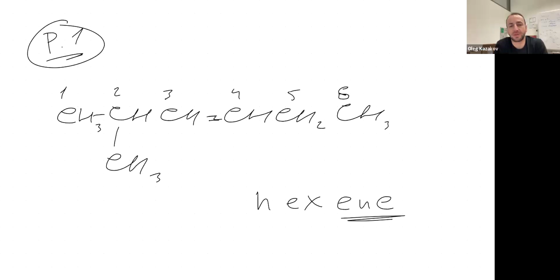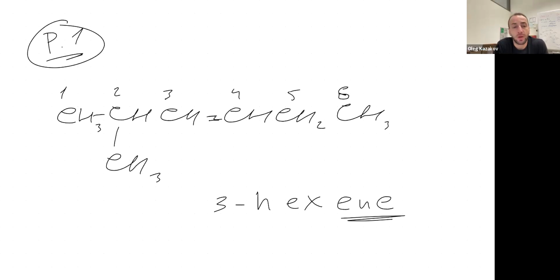So the double bond starts at carbon number 3. So carbon number 3 will start the double bond. 3-hexene: on carbon number 3, the double bond starts, right? So the position of the double bond is a kind of signifier.